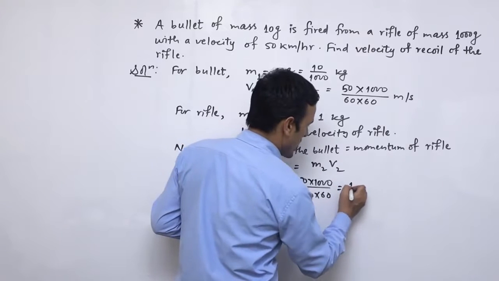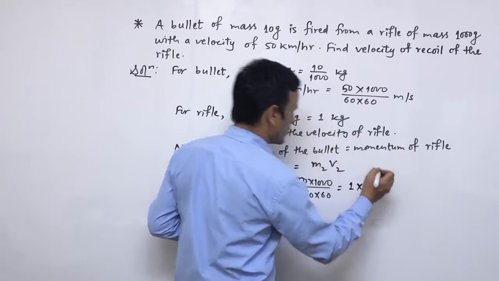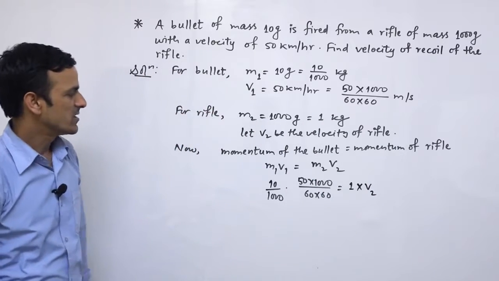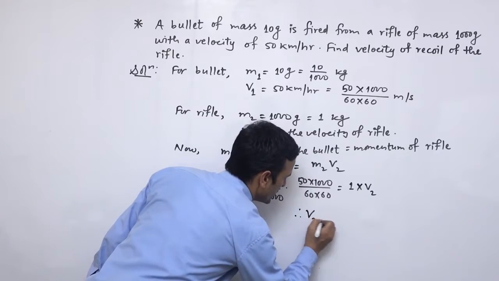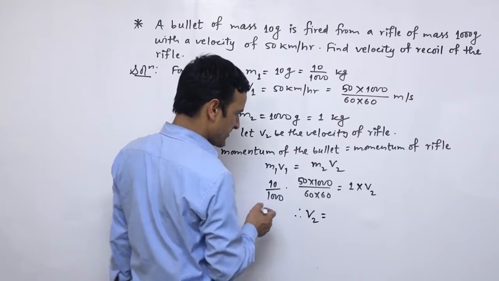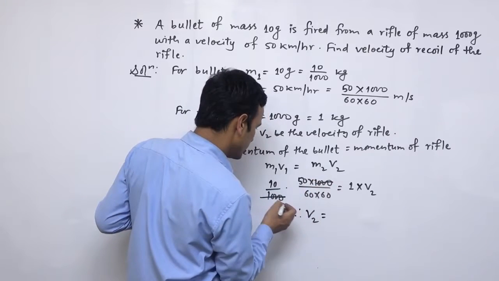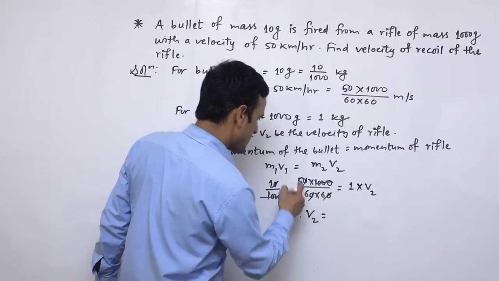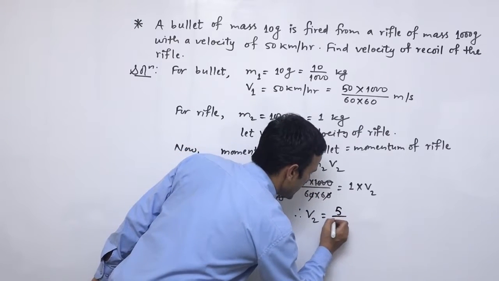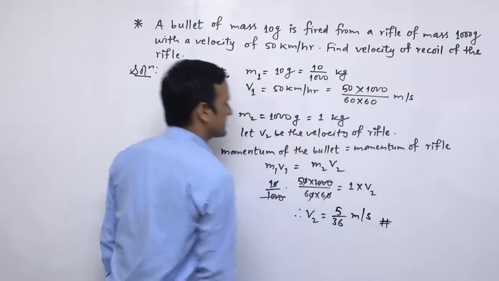Mass छ हामीसँग 1 kg and v2 means it is v2. We are going to find v2. So from calculation we can find out the value of v2. So the value of v2 is, we can cancel this term. So 1000 cancel and here these 2 zeros and 2 zeros cancel. So 5 upon 36. 5 upon 36 meter per second is the answer.